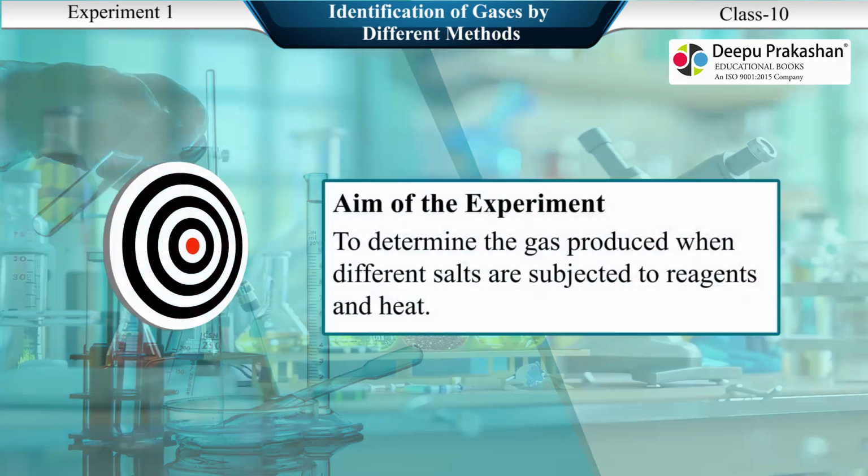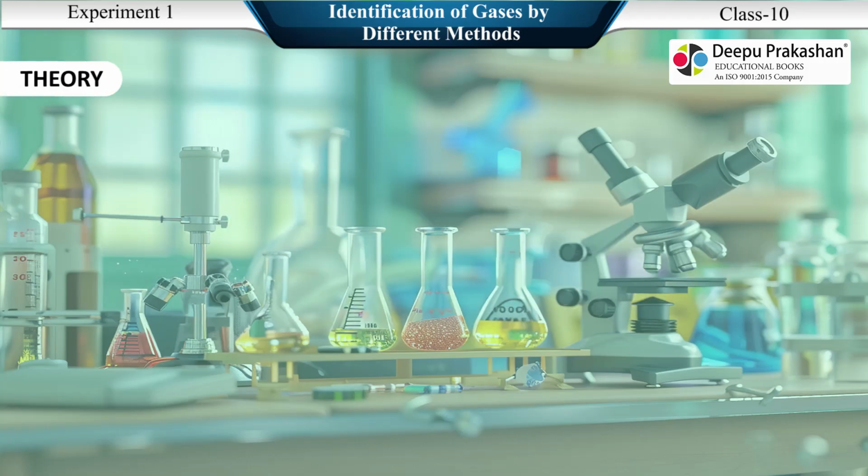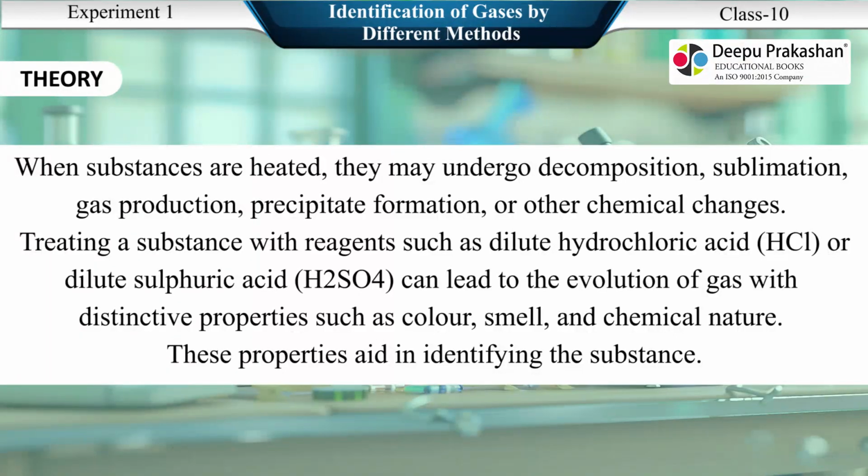Experiment 1. Aim of the experiment: to determine the gas produced when different salts are subjected to reagents and heat. Theory: when substances are heated, they may undergo decomposition, sublimation, gas production, precipitate formation, or other chemical changes.